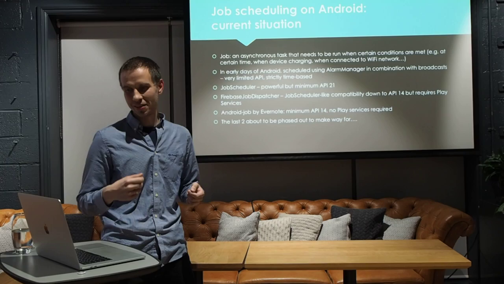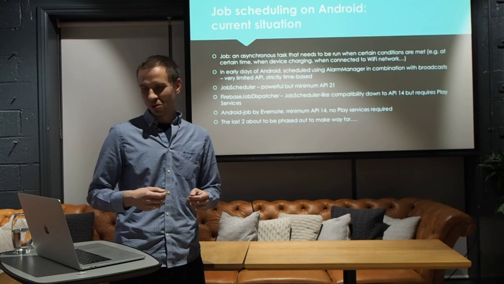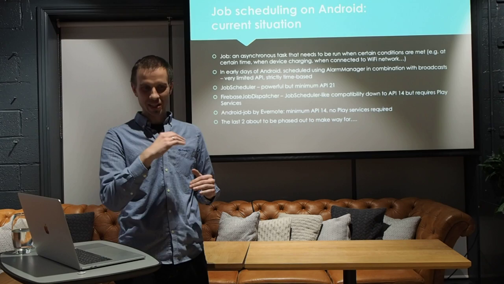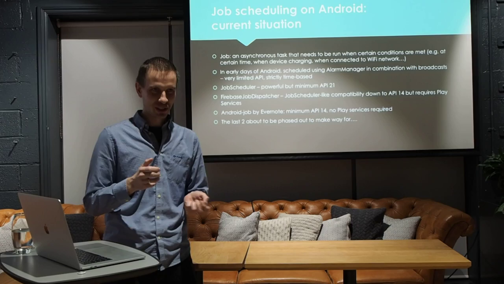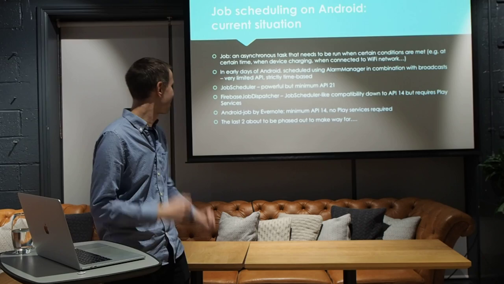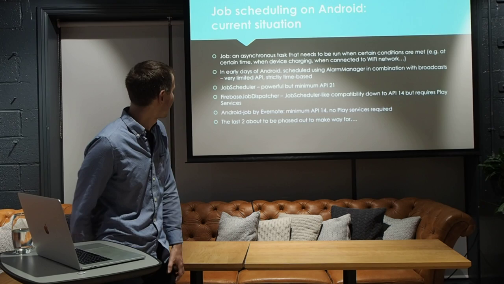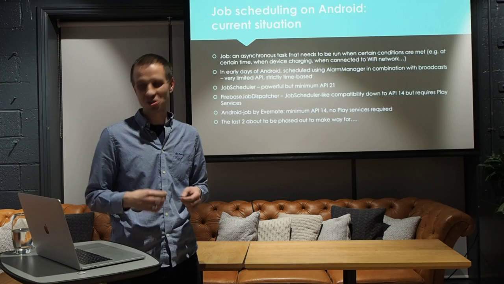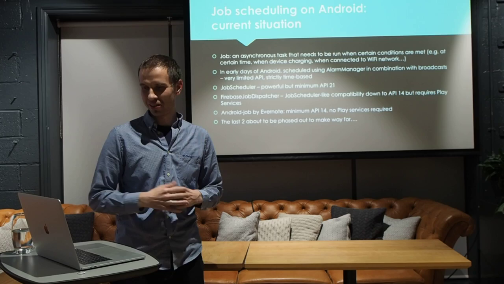In the early days of Android, there were many different ways that Android developers would approach this problem. Originally, you would just use an alarm manager. This is an API that was originally used for basically alarms, so it required a bit of trickery to connect it to broadcast receivers, and it was strictly time-based. Then in API 21, Lollipop, we got a job scheduler, which is a much more powerful API, but it needed you to target version 21.